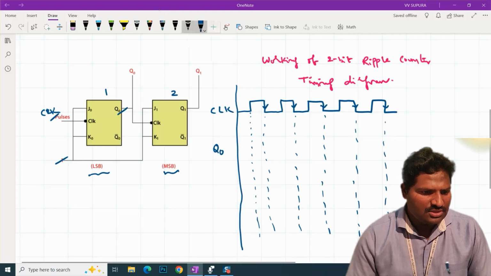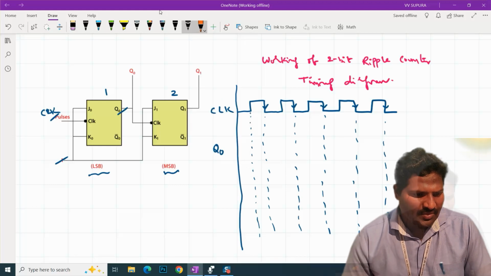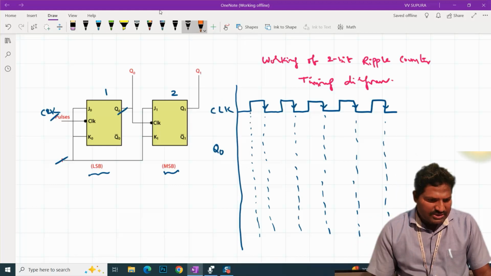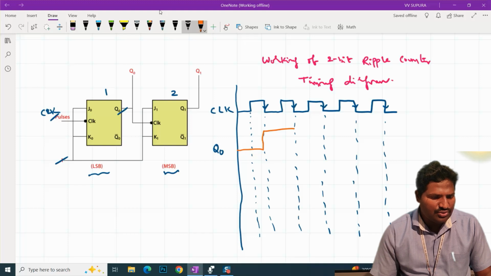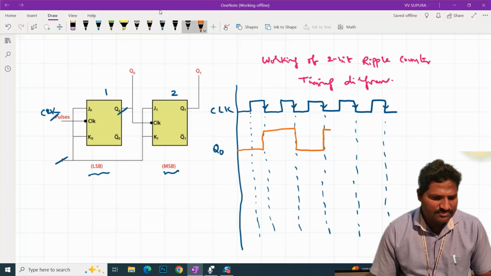Okay, so let me change the color. Right. So whenever the clock pulse is activated, the first flip-flop will give the output in toggle mode. That means up to the triggering point, the value is 0. Whenever we apply the trigger, it will be toggled to 1 up to the next triggering pulse. So in this way, it will act like this.